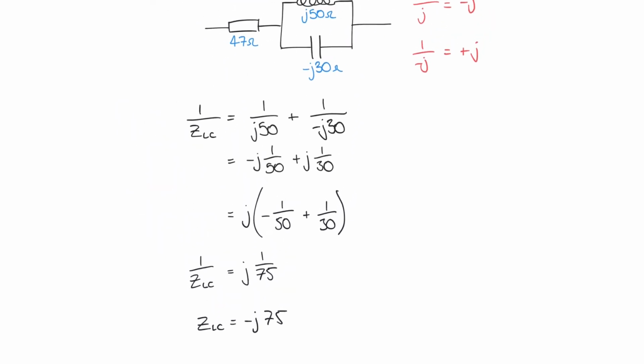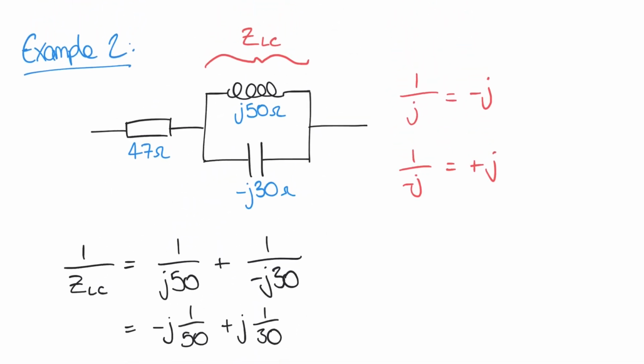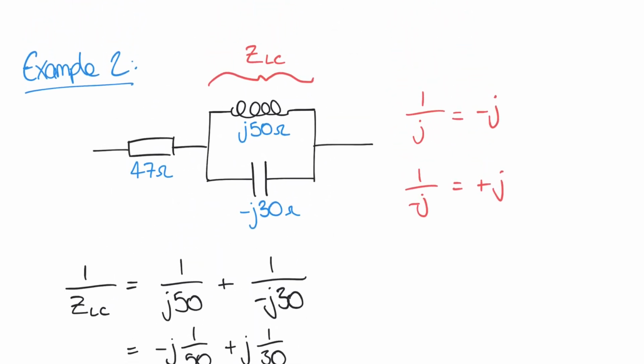Finally, though, going back to our previous diagram here, the example that we started with, it's not just these two parallel components. We have this 47 ohm resistor added on the end. Well, that's nice and easy for us. When we add things in series, we do that. We just add them.